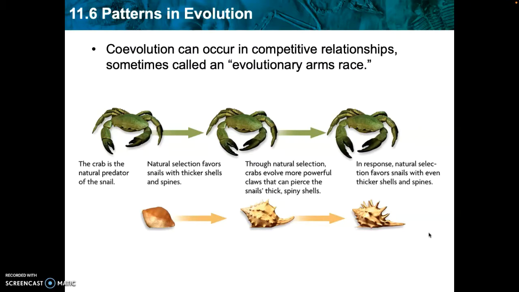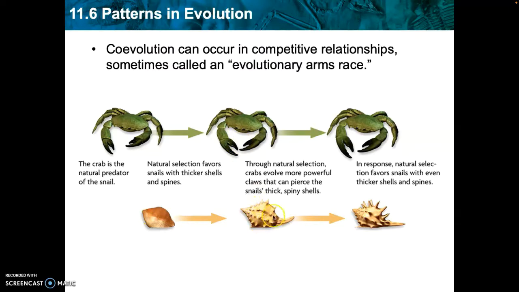It doesn't always have to be a beneficial relationship, however. Coevolution can also happen between predator and prey. The example that we have here is the crab, which is a natural predator of the snail. And the snail being prey, the snails that have the stronger shells are going to have an advantage. So over time, the snail shells get stronger and stronger. Well, that means the crabs with the stronger claws are going to now have an advantage. So the predator, or the crab, is also developing stronger claws as this snail is getting stronger.